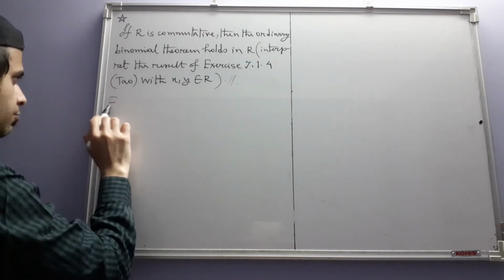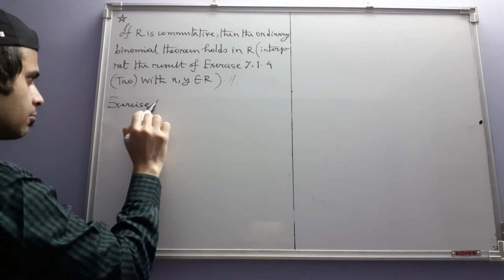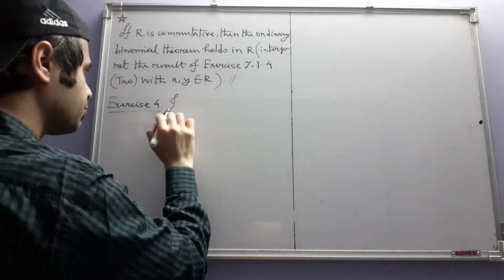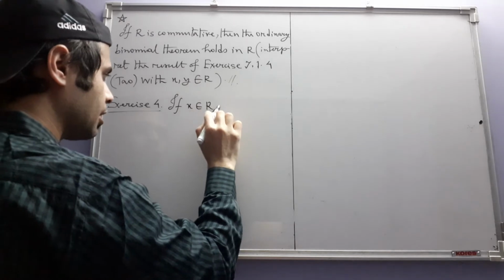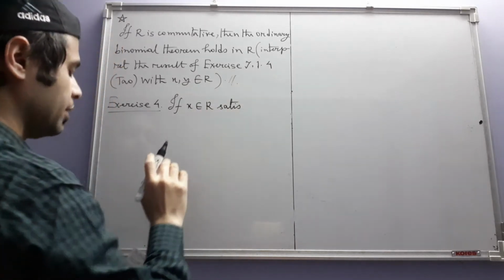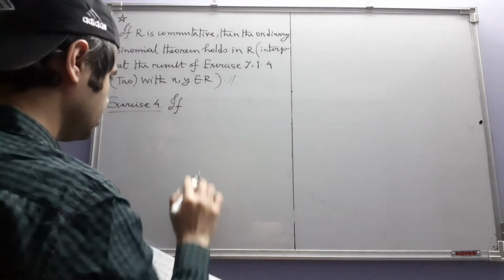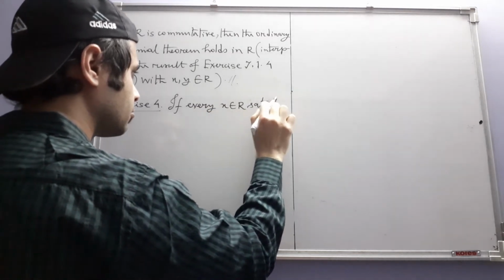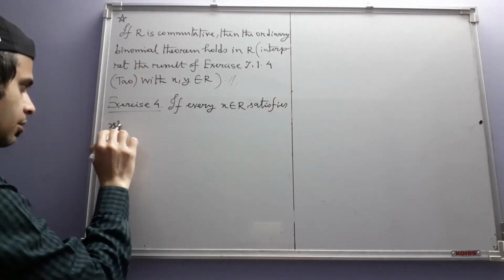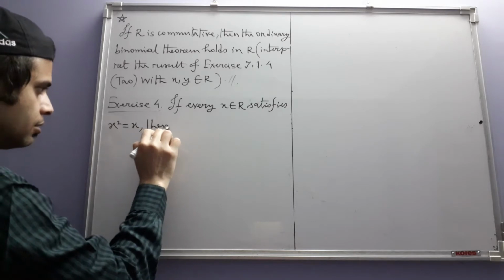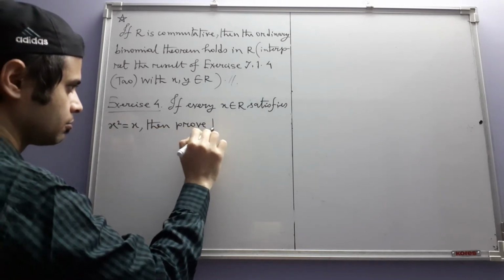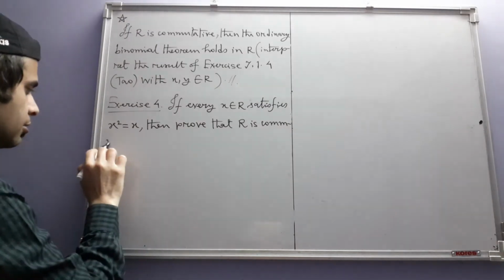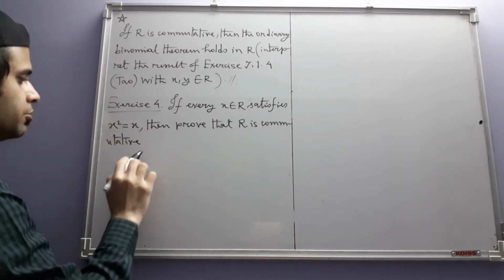So now we look at the fourth one. If every x belonging to R satisfies x squared equal to x, then prove that R is commutative.